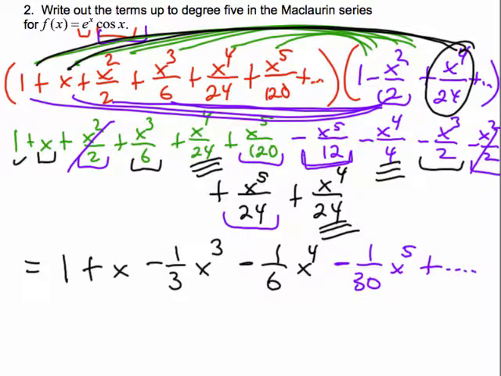There are the first 5 terms for my new series, e to the x times cosine x. Since e to the x and cosine x have all real numbers in their interval of convergence, therefore the interval of convergence for the new series is all real numbers.